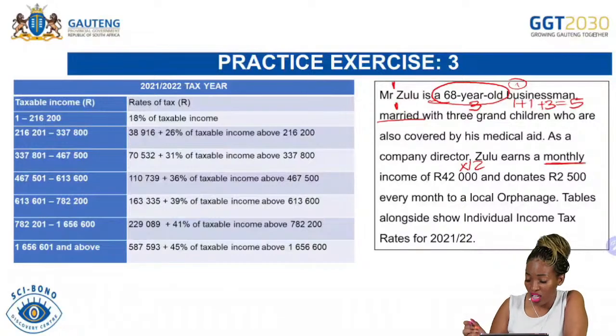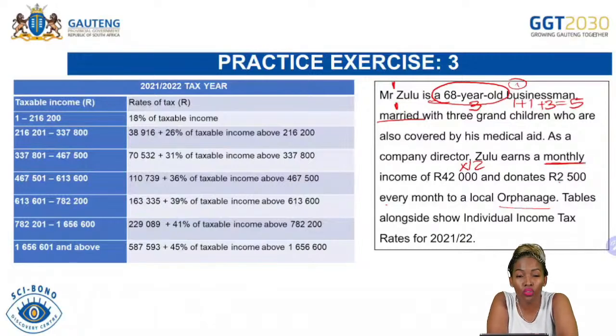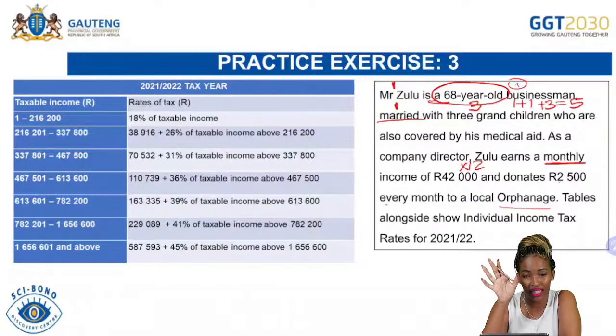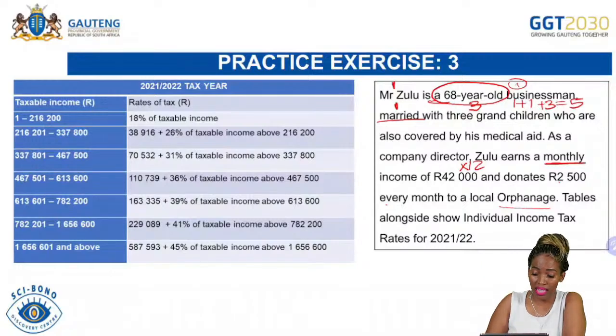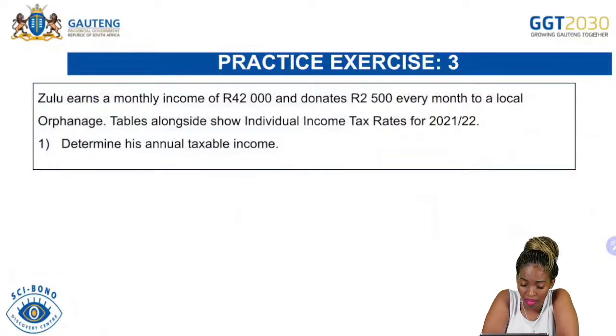And then every month he donates 2,500 to a local orphanage. Remember what we know about donations. The purpose of donations is to lower one's taxable amount, the amount of tax that one has to contribute. Meaning, if we see donations, we are not going to charge this person tax on the donations. So before we can calculate his tax, we must first subtract the donation. We first take out the donation, and then the money that is left, we will tax the person on that amount. Now, determine his annual taxable income.